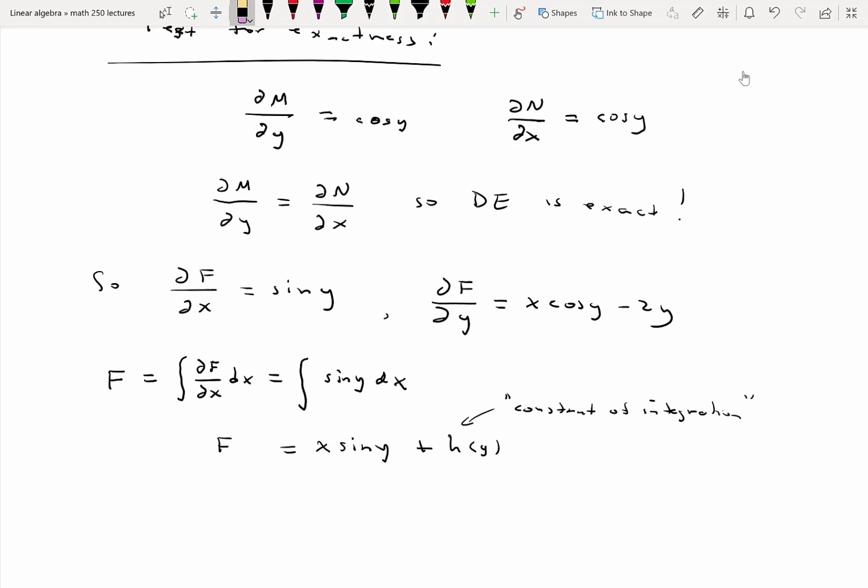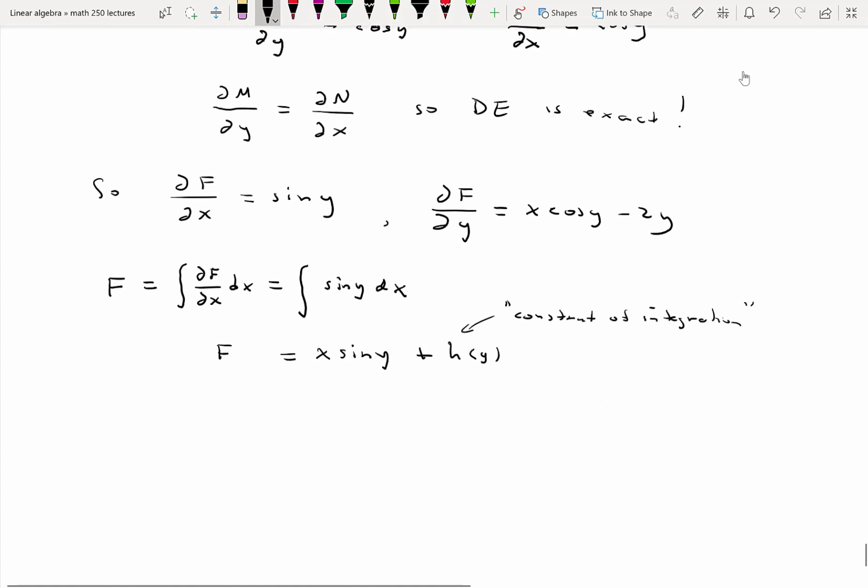All right, so now we're not done, because our solution doesn't have a function of y, an h of y, in it. We need to figure out what h is. So what have we not used yet? We haven't used the fact that the partial derivative of my solution function with respect to y is x cosine y minus 2y. So take the solution that we have so far by integrating with respect to x and differentiate that with respect to y and see what happens.